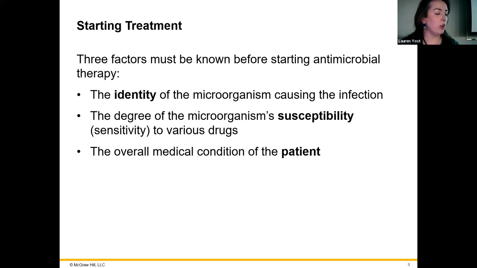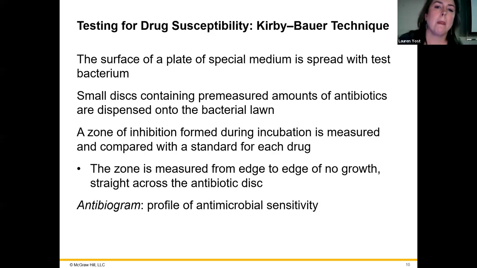Some microbes at face value, you might assume that they're not going to be resistant, but what if you have a strain of that microbe that is resistant to whatever things you're trying to treat it with? So these are all things you want to know about. The overall medical condition of the patient is also important. We'll talk about that in a little bit more detail later.